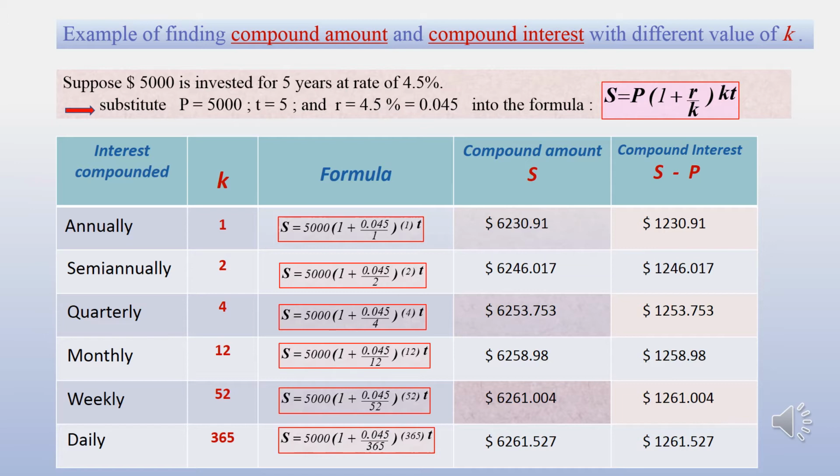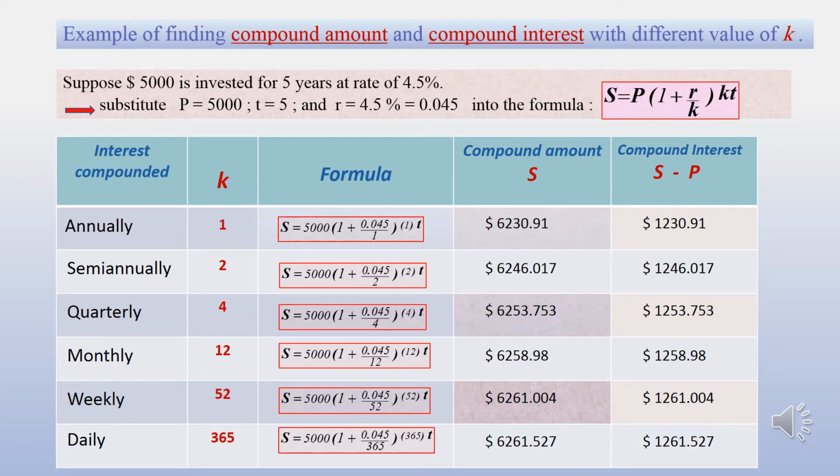Let us calculate the compound amount and compound interest with different values of K. Suppose $5,000 is invested for 5 years at the rate of 4.5% compounded annually, semi-annually, quarterly, monthly, weekly, and daily.